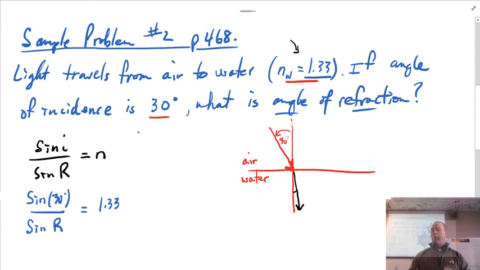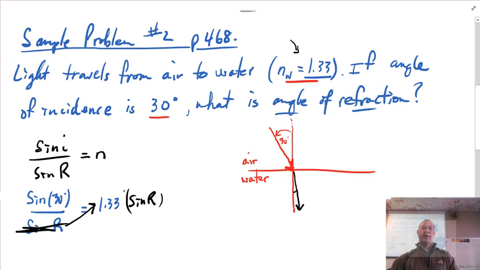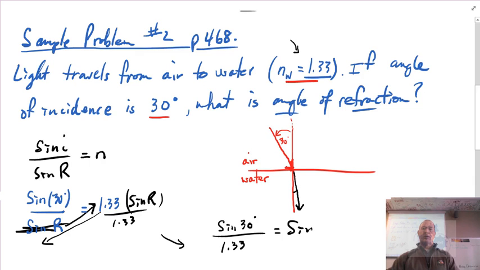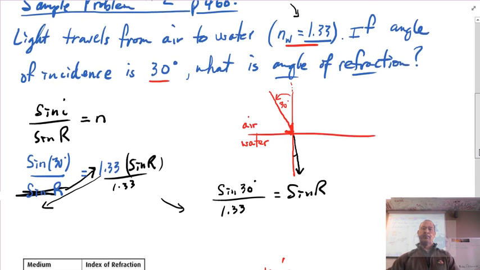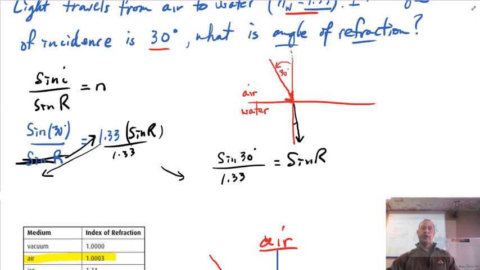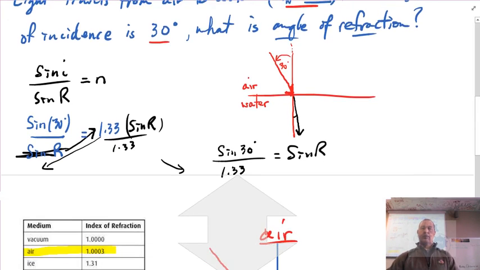Okay, so dealing with a simple proportion, we know that we could multiply both sides by sine of r, so that can come up here, right? Sine of r can come up here as a multiplication, and be gone down there. And then we can divide both sides by 1.33. So in effect, this 1.33 trades spots there. So this is what we end up with: sine of 30 degrees divided by 1.33 equals sine of r. Okay, just going to make a little bit more space there.